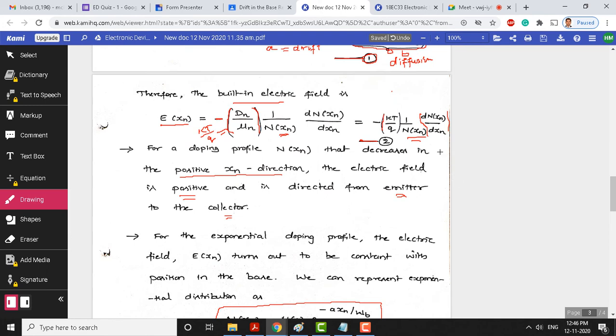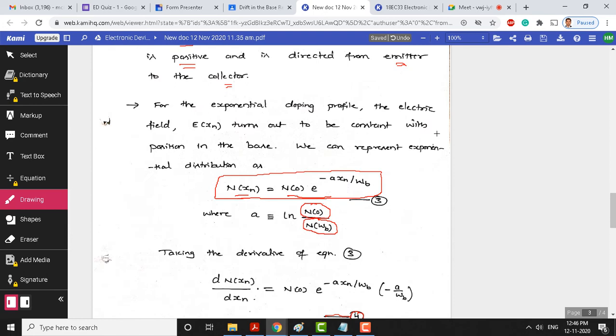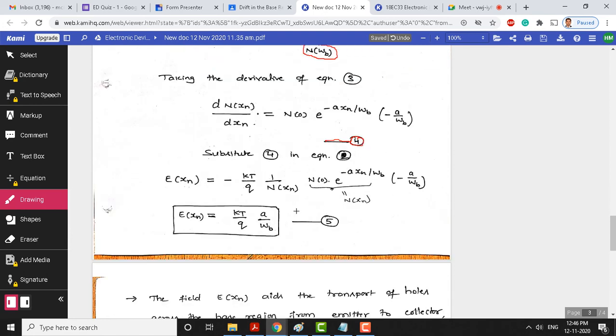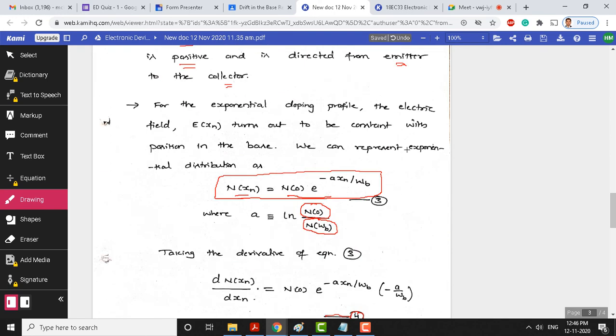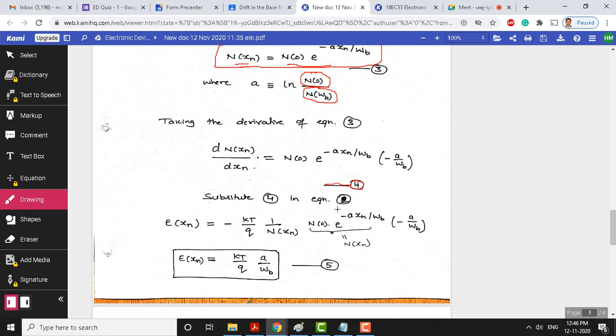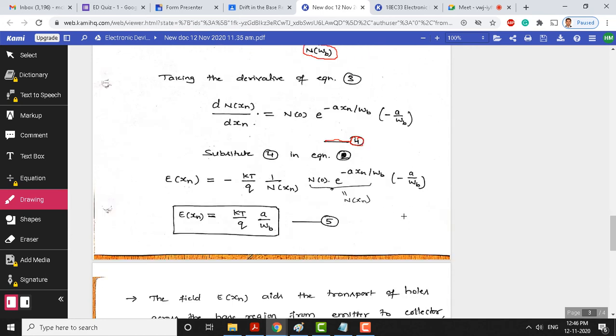So, this is equation 2. You can substitute for this derivative here, and once you do that, you get this equation: E of x n is equal to minus k t by q. The same equation we are rewriting, E of x n is equal to minus k t by q. 1 by x n is kept as it is, and this part we have taken the derivative of. You can substitute here, and you can see that now.